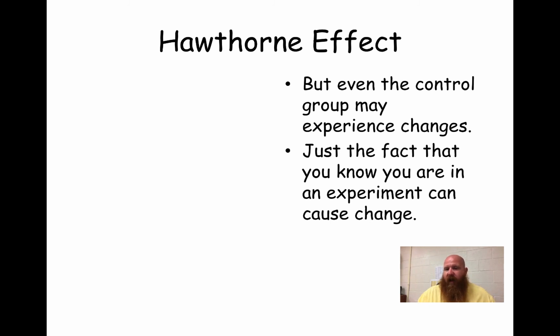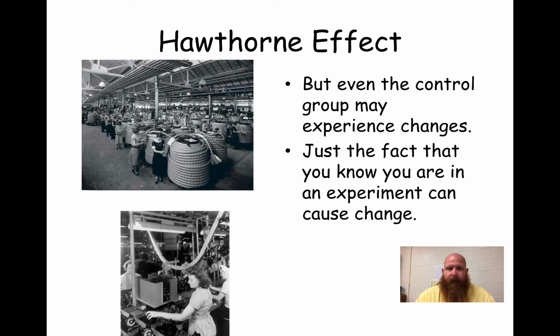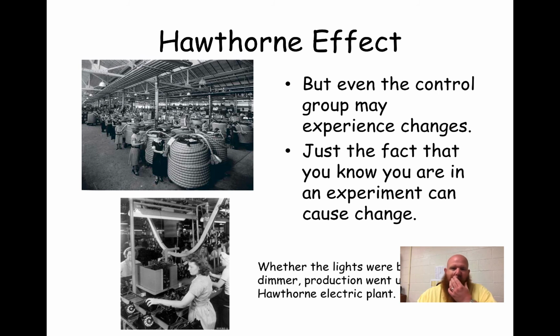An example, and this comes from an experiment that was done at the Hawthorne Electric Plant. They were studying whether brighter lights or dimmer lights would affect production. Well, what ended up happening was because the people in the factory knew that they were being studied, that is actually one of the things that changed the outcome in the control group.